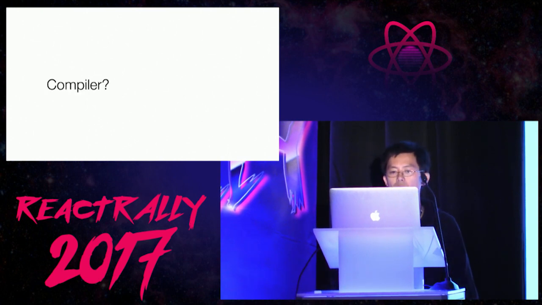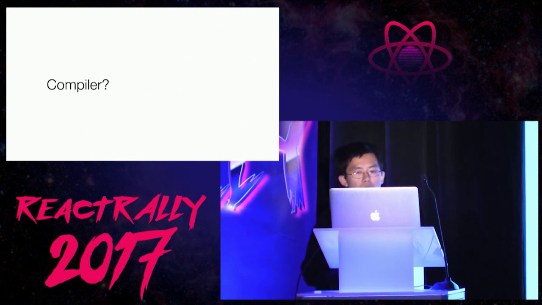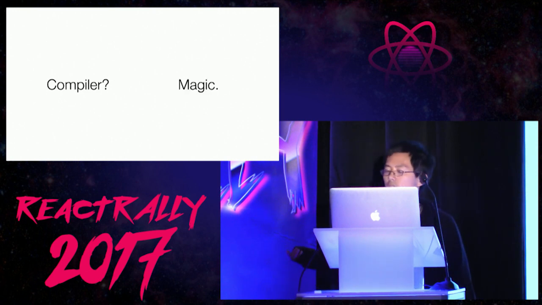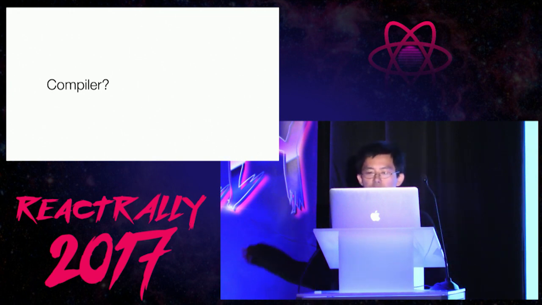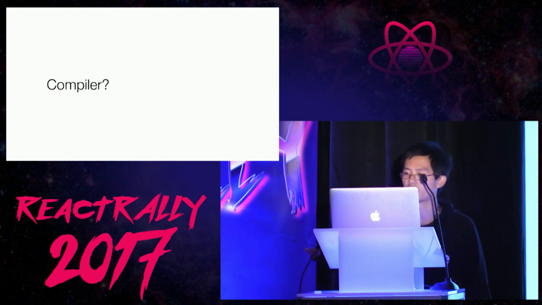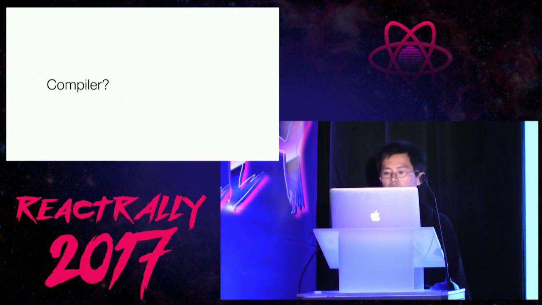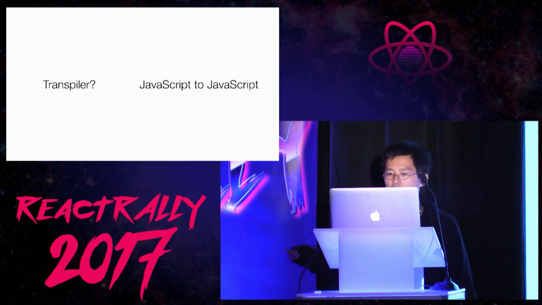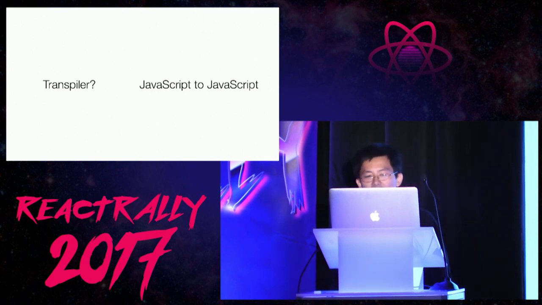So first, what's a compiler? For most people, it's magic. Some people, you might think it's something that turns a high-level language into a low-level language. And for Babel, it turns JavaScript into JavaScript. It's like, why would you want to do that?